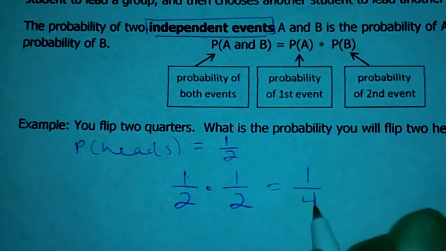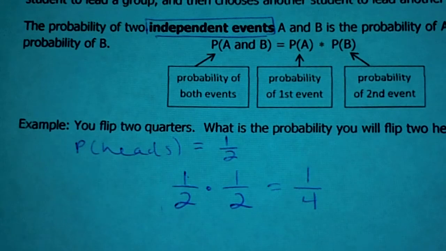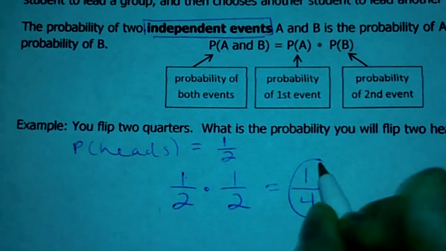2 times 2 is 4. You have a 1 in 4 chance at that happening. So when you have 2 independent events, to figure out the likelihood of those happening together, both events happening, you just multiply the chances of each of them happening by one another. And you could give it to me as 1/4.